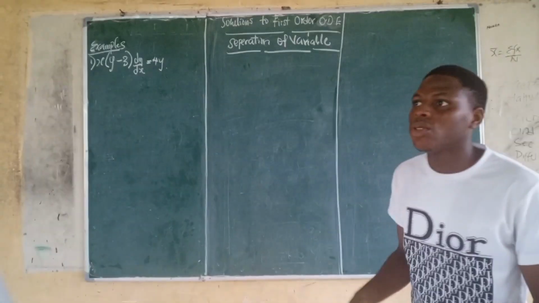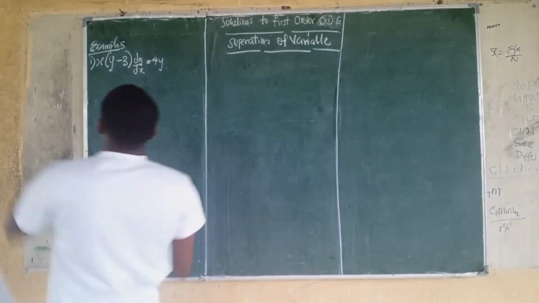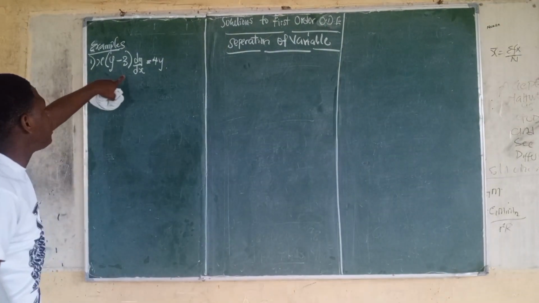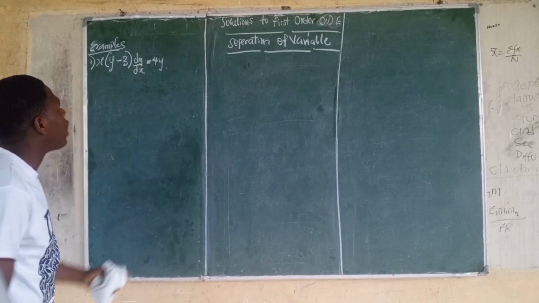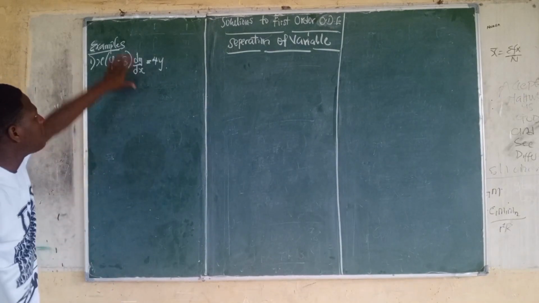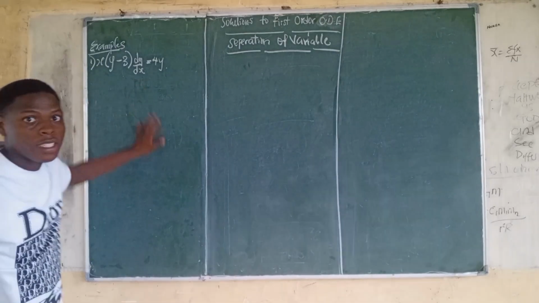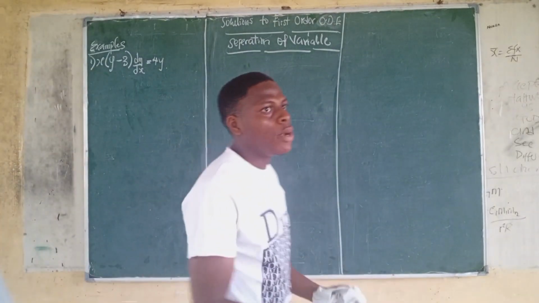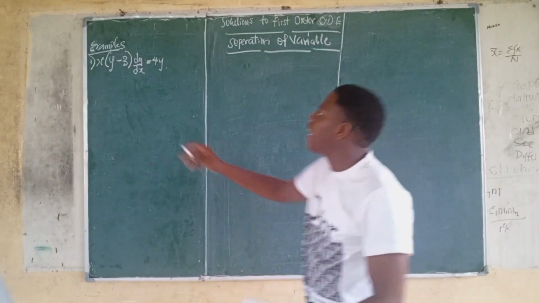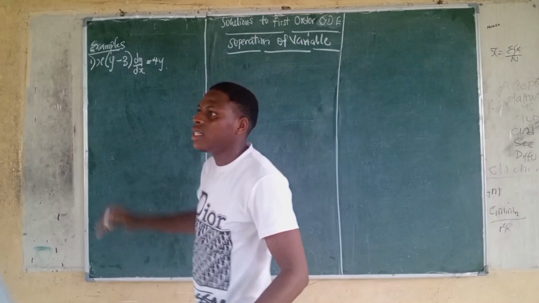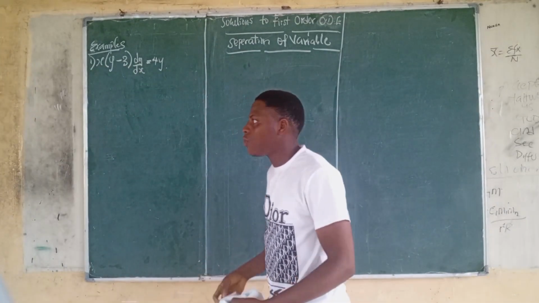Let's take some examples under separation of variable. The first thing we have here is x(y - 3) dy/dx = 4y. If you look at your question, what do you see? dy/dx, and it is in the first order. Now, when you talk about separation of variables, it simply means anywhere you see x, take x to this side. Anywhere you see y, take y to the other side. It's just like grouping your equation.